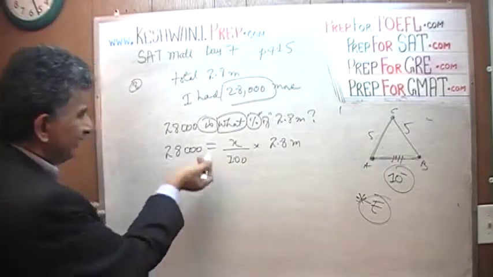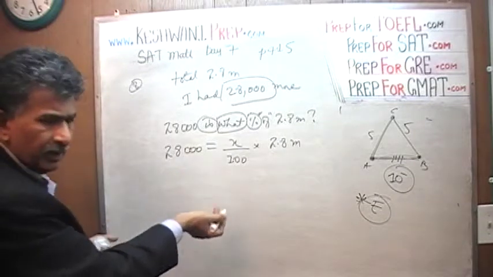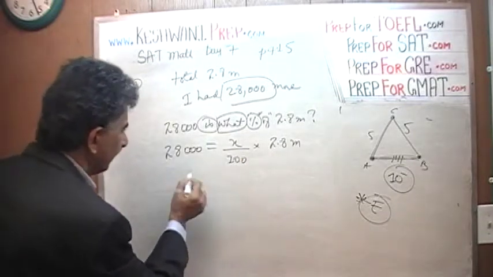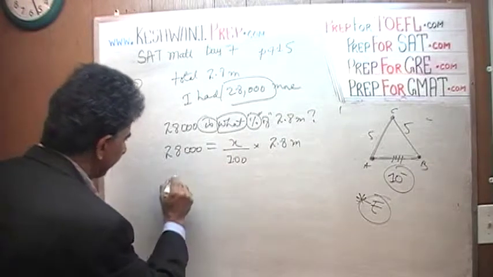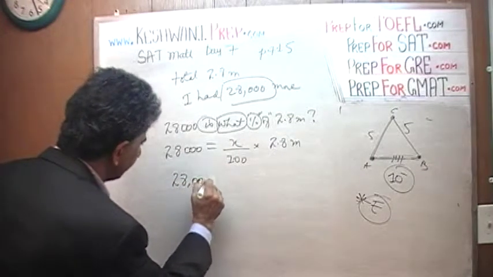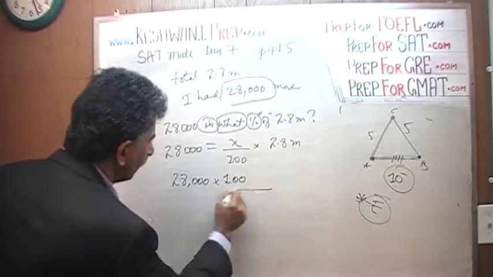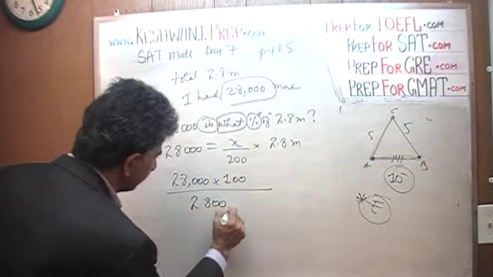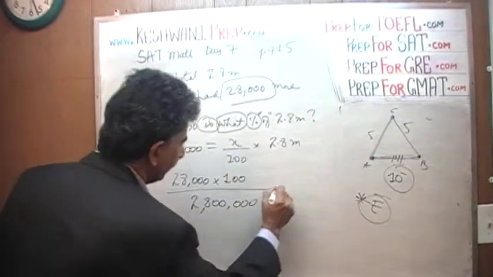Let's solve for x. But this is more cumbersome. This is not necessary. But the way we did before was quicker. But this is very complicated. So x is going to be, I'm going to save time now. So multiply, this thing is going to become 28,000 times 100 over 2.8 million, which is going to be written as this. And that's your x.